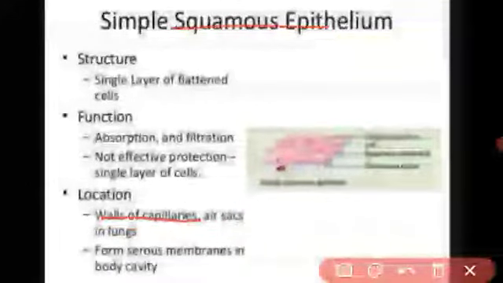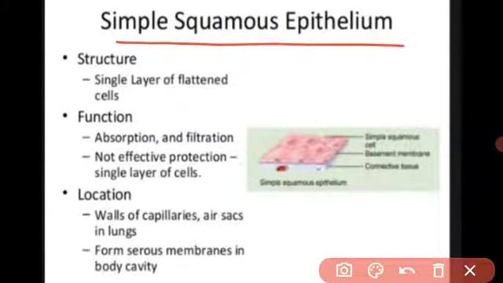Got it? And it is also present in the body cavity. Understood? What is the squamous epithelial? Again we will revise. It is a single layer of flat cells. These cells lie on the basement membrane, like our tiles. Got it? The nucleus is present in it, cytoplasm is present in it, and the main function of squamous epithelial tissue is absorption, filtration.